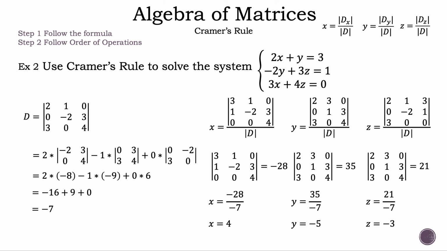And now we have all three parts of our ordered pair. Let's go ahead and put them together. And that is the answer for example 2, the point (4, negative 5, negative 3).